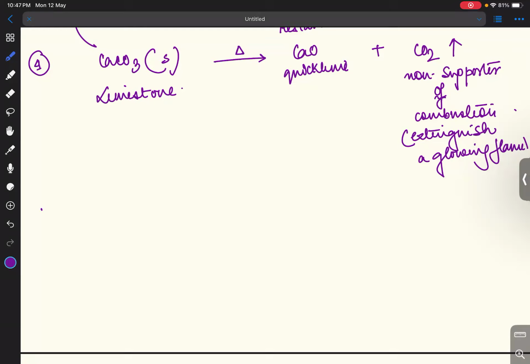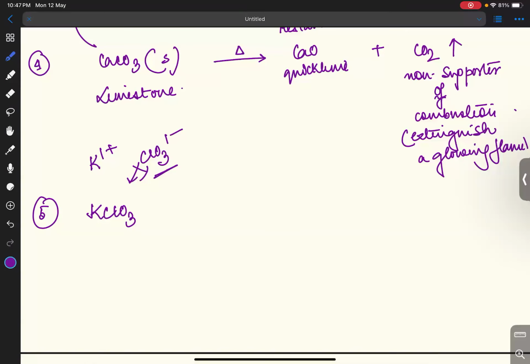More decomposition reactions. Potassium chlorate, KClO3. Remember, students, potassium chlorate is from K+ and chlorate ClO3 minus. Crisscross. So this is the chlorate ion. Chloride, hypochlorite, chlorate, perchlorate. So that is potassium chlorate, students, for y'all.